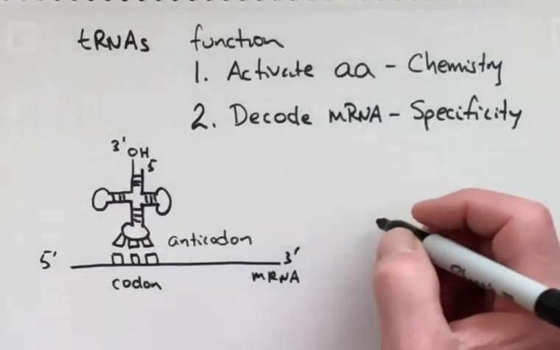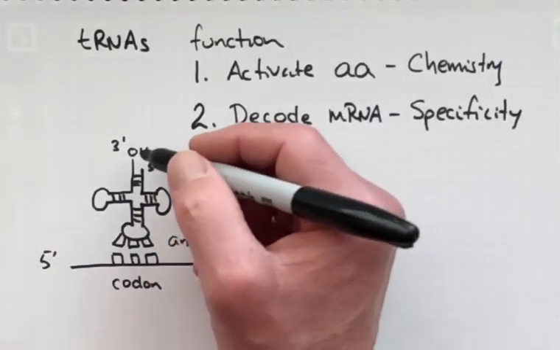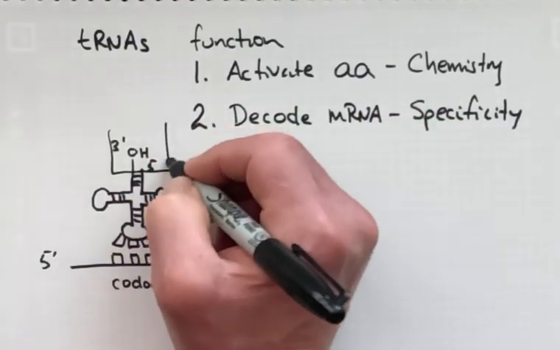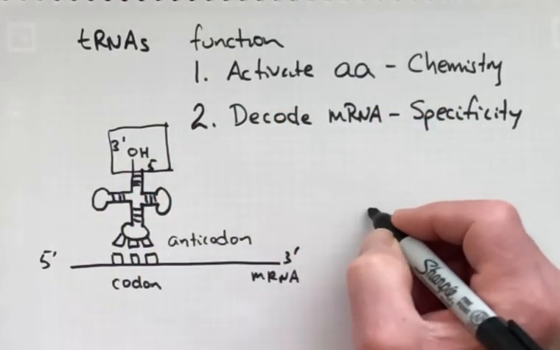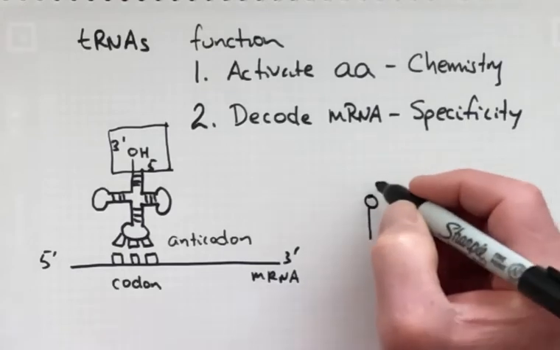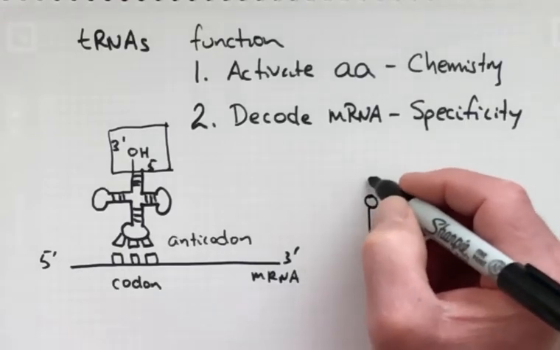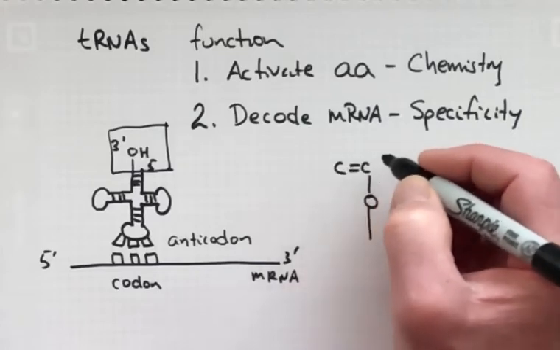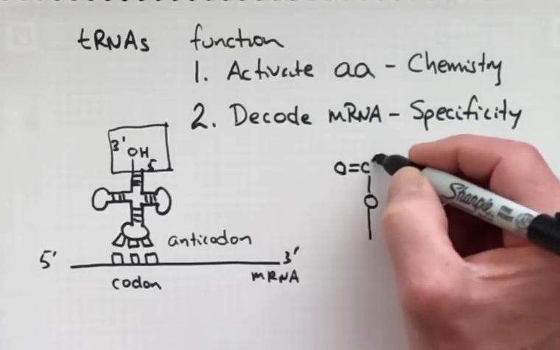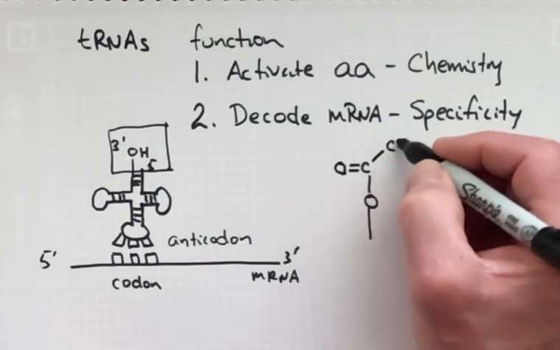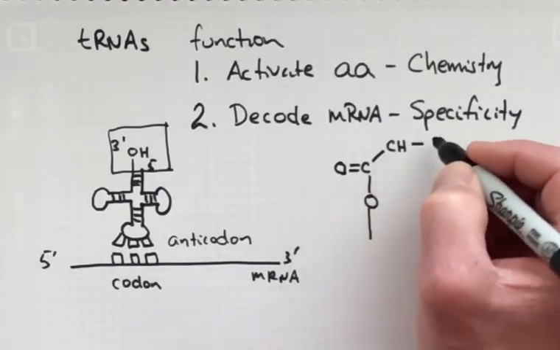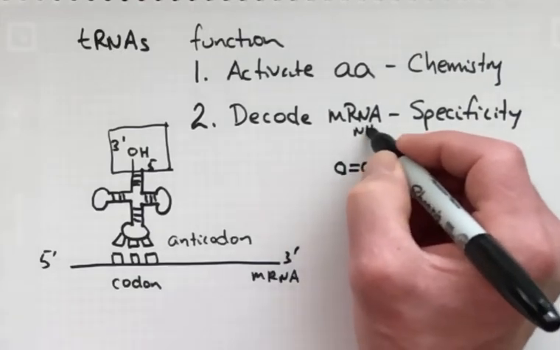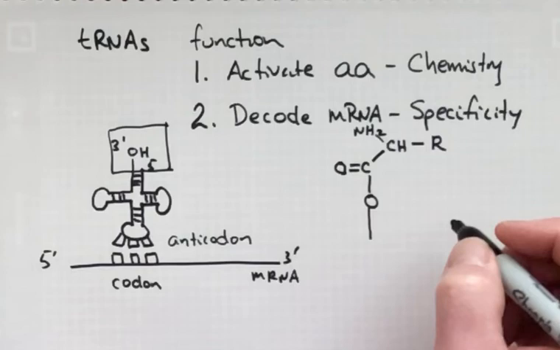So as drawn here, we're not really bringing any amino acid. If we zoom in here, what it looks like is that the OH group has been linked to the carbonyl carbon of the carboxylic end of the amino acid. So this is some R group and NH2.